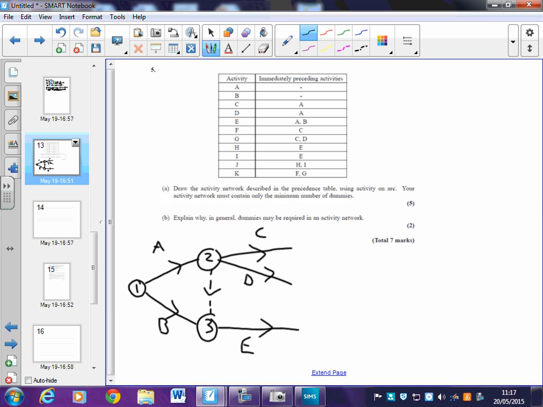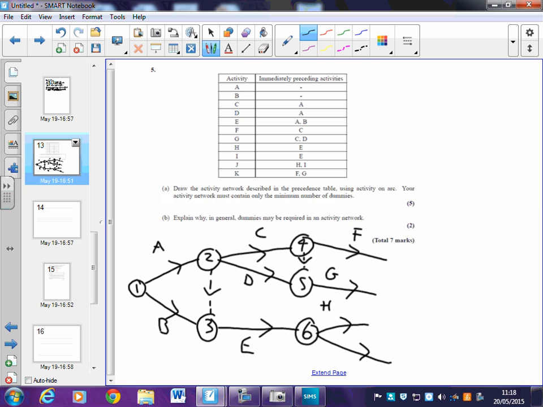So I need to do a similar thing to what I did before. I need C to finish off on its own, but I also need C to finish off with D, so I'm going to have, admittedly, a very small dummy between 4 and 5. That means F can come out of number 4, because that's where C finishes on its own, and G can come out of here, because that's where C and D finish together. I've now got H and I, which both depend on E and E alone. So at number 6, I've got H, and I've got I down here.